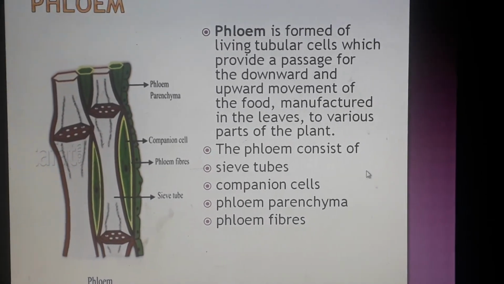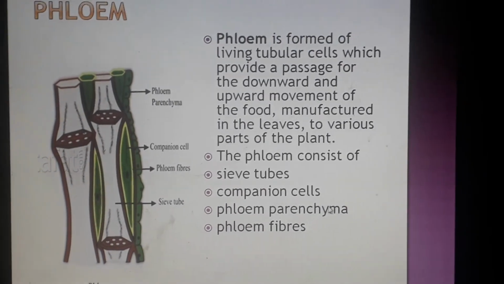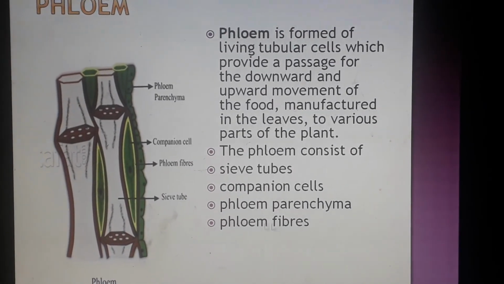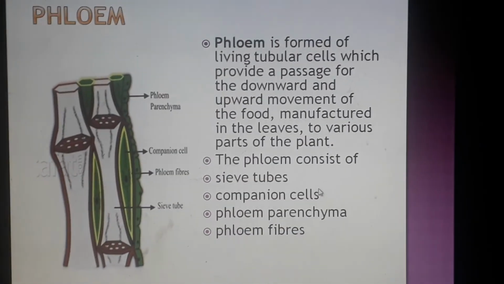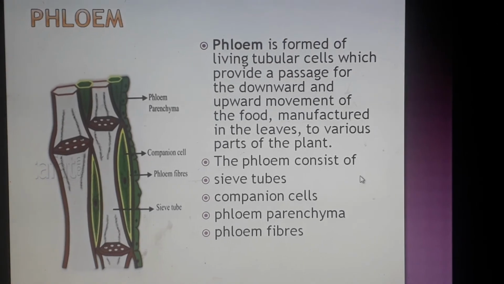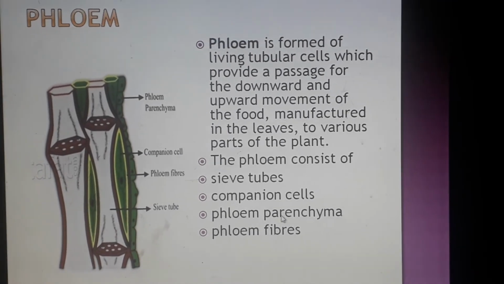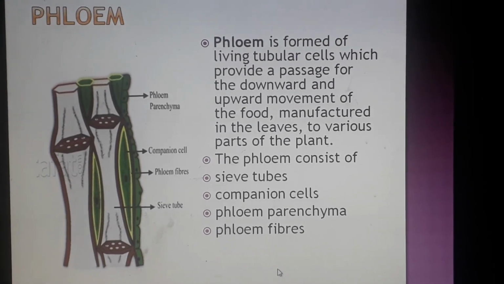Okay. The phloem consists of sieve tubes, companion cells, phloem parenchyma and phloem fibers. So these four names also you should learn. What are the types of phloem cells? Sieve tubes, companion cells, phloem parenchyma and phloem fibers. Okay.